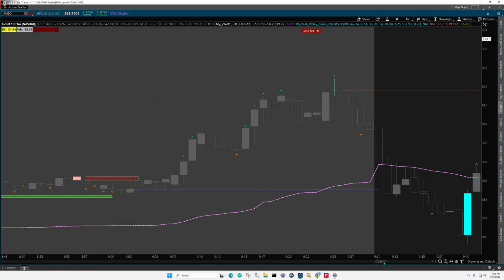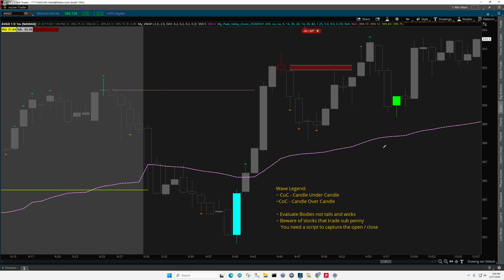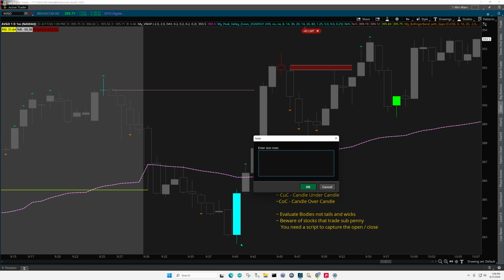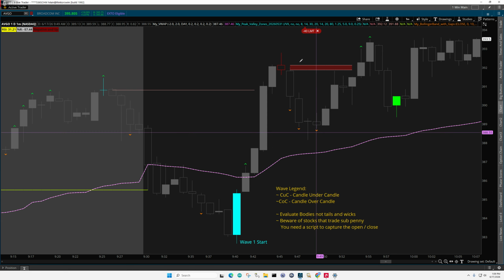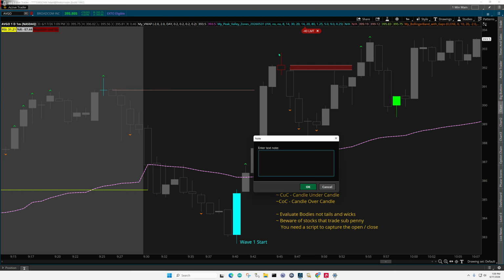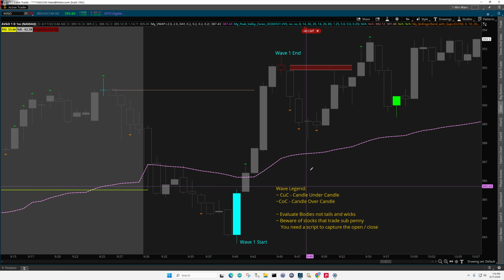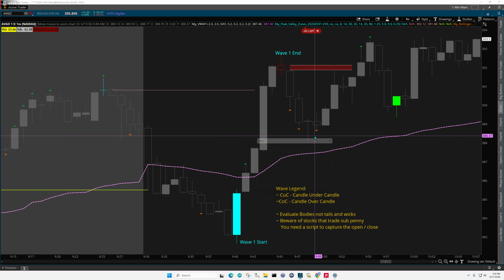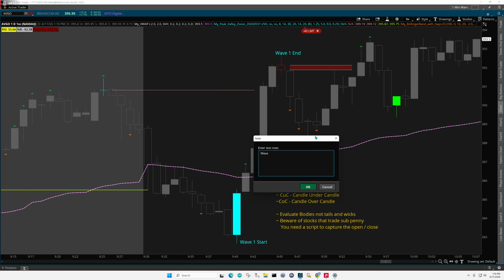So I'm going to scroll a little bit to the right now. I'll just document these for this video. It's going to be a long video. So this is our wave 1 beginning, our start. And this is our wave 1 end. On this candle right here, we know that price is no longer going down. We know that price is going up. So this candle is wave 2, start.